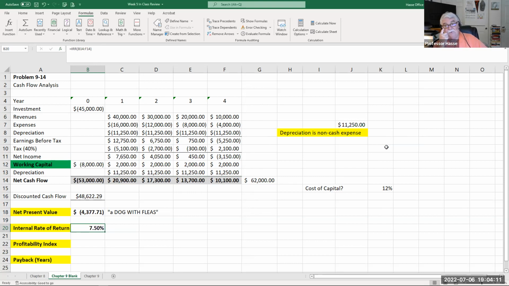Now this confirms it's a dog with fleas. The money is costing us 12%, and we're only returning 7.5%. Get out of here. No way, Jose, on this one.